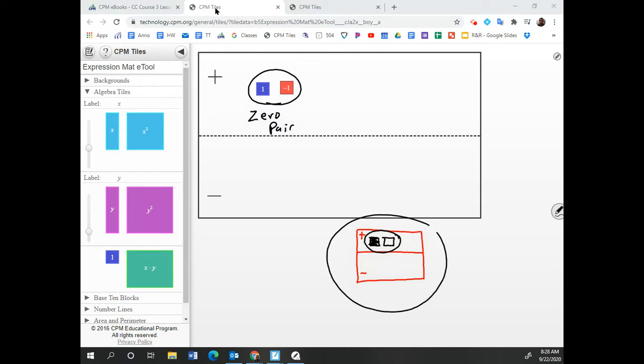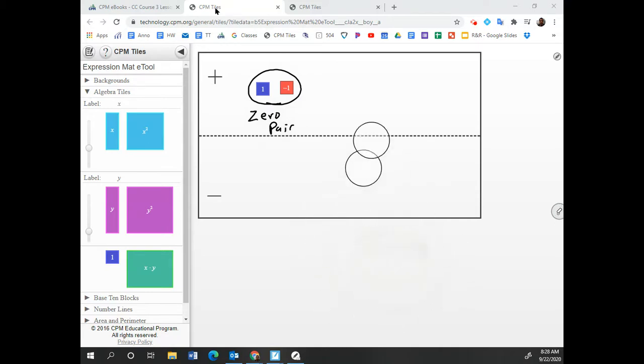And please write this right here. What I'm doing right now is what you should have on your paper. This is a 0 pair. We call it a 0 pair because they're a pair of tiles. A pair is 2. So a pair of tiles, one positive, one negative, the exact same thing, cancel out because they are opposites. Okay? So that's a 0 pair. Was there another way to show 0 though? Did you come up with another way to show 0? I hope so. Okay? Here is another way to show 0.